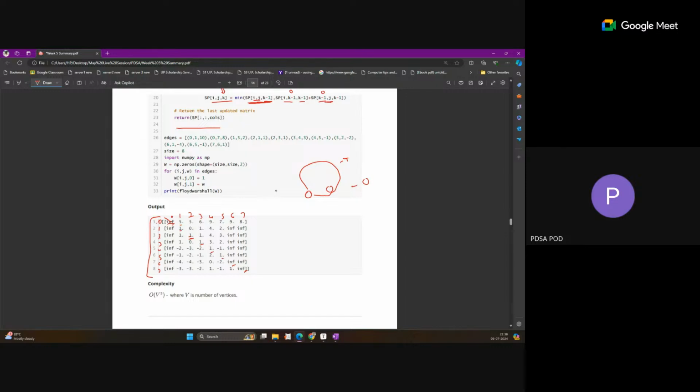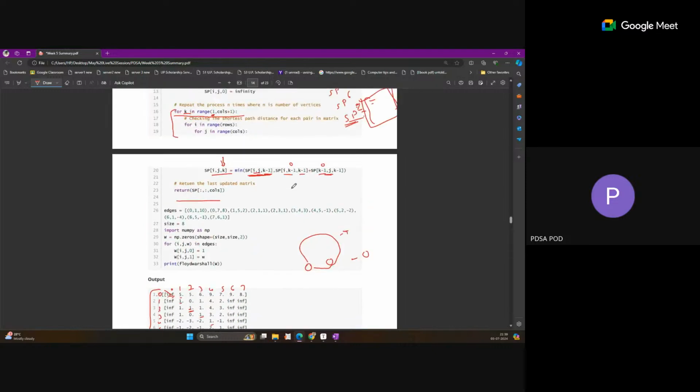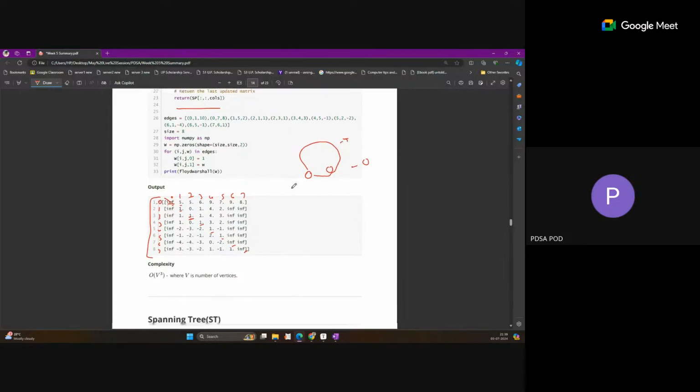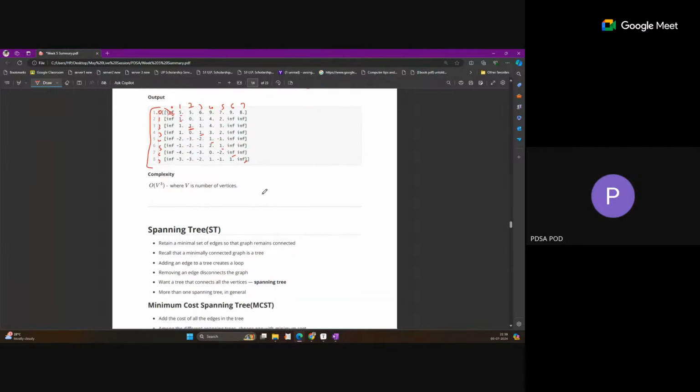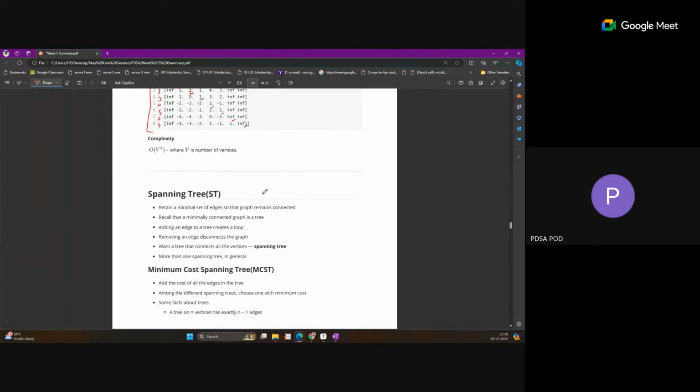The same thing: Floyd-Warshall also does not work correctly with a negative weight cycle, but it handles negative weights without a negative weight cycle. So that is the all pair shortest path. These are the shortest path algorithms. After that we have the next topic, spanning tree.